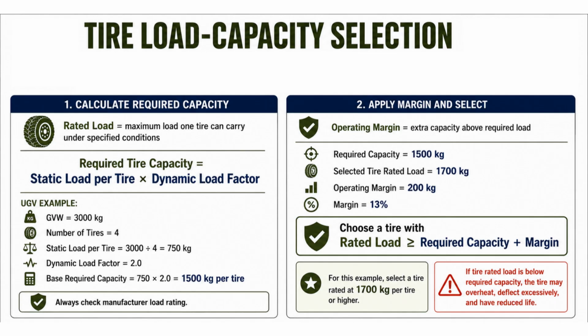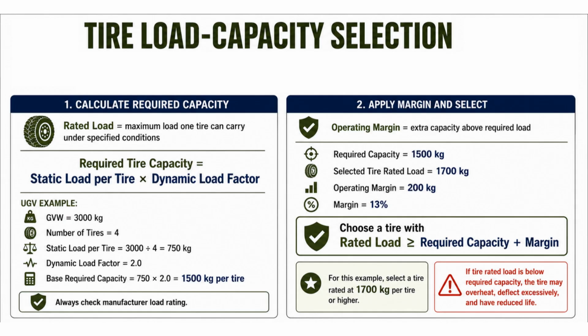Next, calculate the required tyre capacity. This is the static load per tyre multiplied by the selected dynamic load factor. In this example, the unmanned ground vehicle has a gross vehicle weight of 3,000 kilograms and 4 tyres. Assuming equal load distribution, the static load is 750 kilograms per tyre. Applying a dynamic load factor of 2.0 gives a base requirement of 1,500 kilograms per tyre.